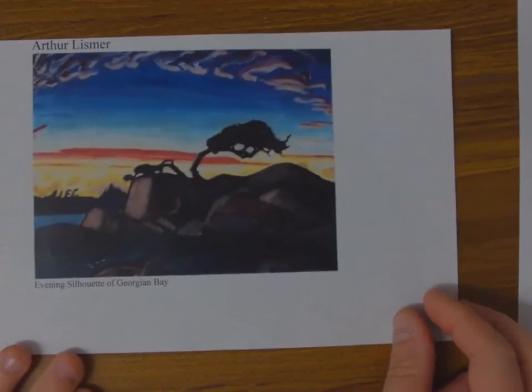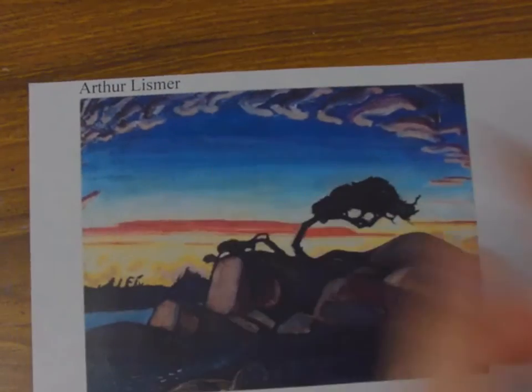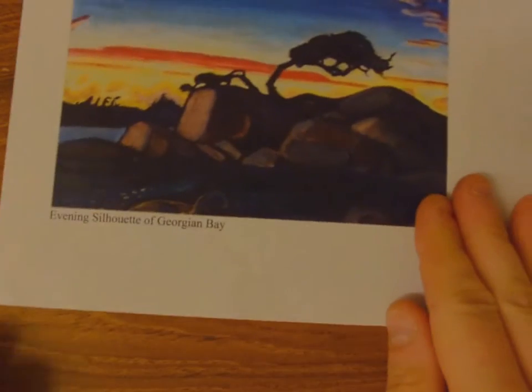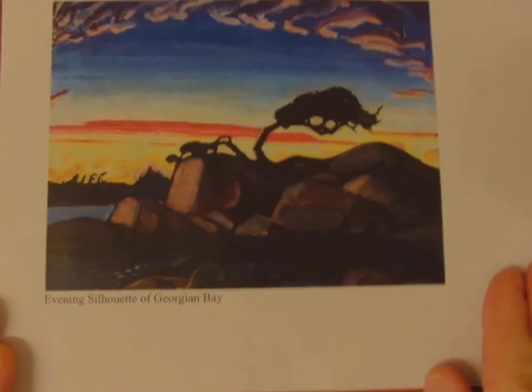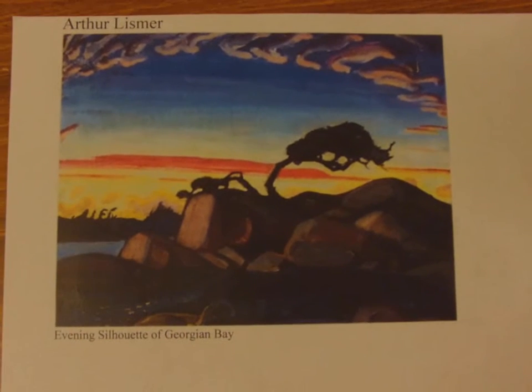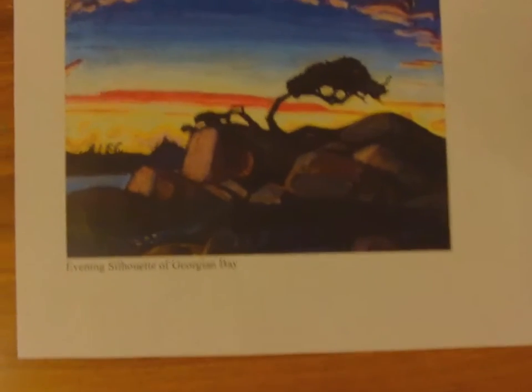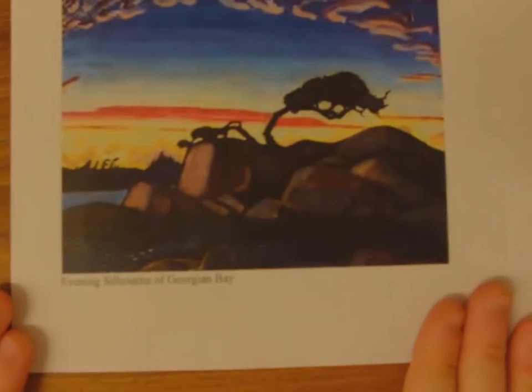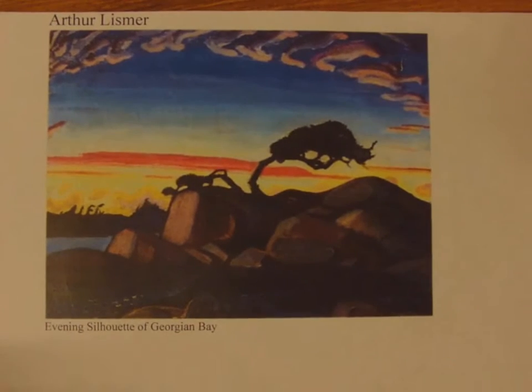And we'll take a quick gander at the other images that some of you might have used for yours. Okay, so if you did use this one, you can note that it's by Arthur Lismer. And it's called Evening Silhouette of Georgian Bay. You can make a quick note for yourself. You can always look this up later on your own using Google image search, just as another reference of the colors used, or maybe look up some more work by Arthur Lismer if you did like this one.